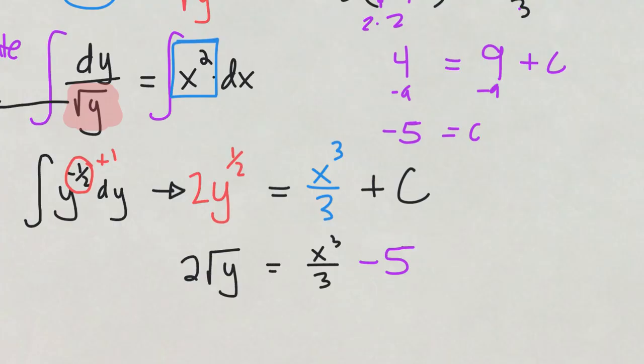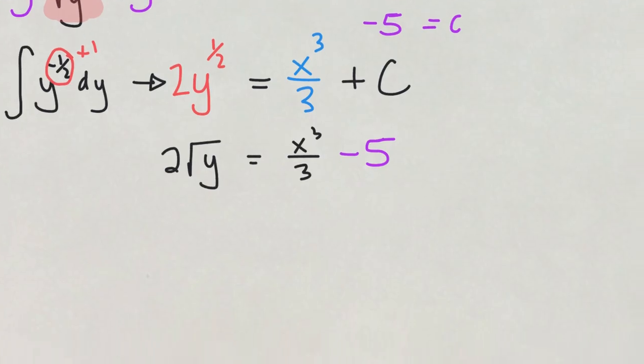Okay, let's solve this for y. For an FRQ, you don't have to simplify this problem, but we do have to do all of the math. So our first math would be divide by 2.